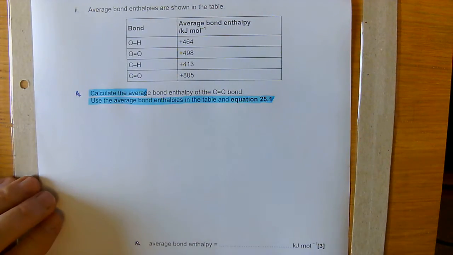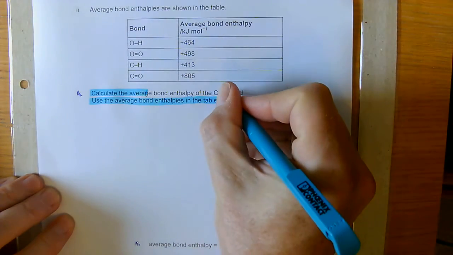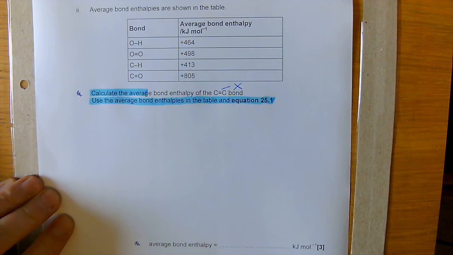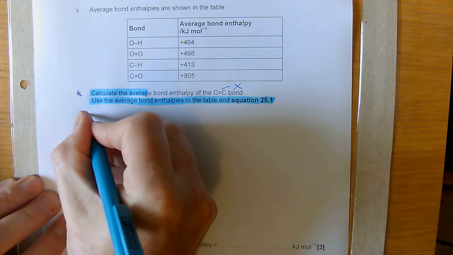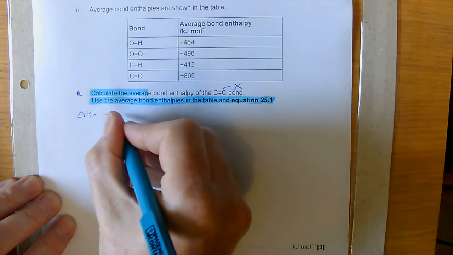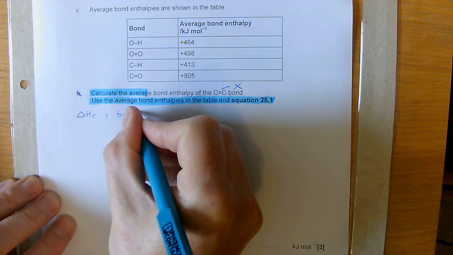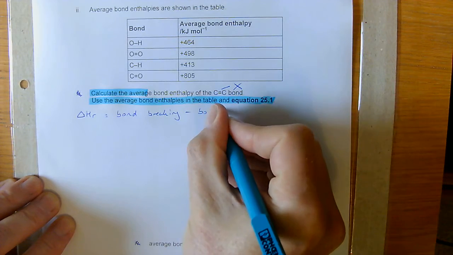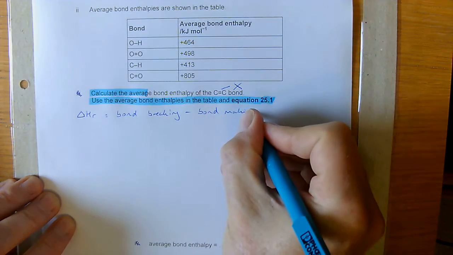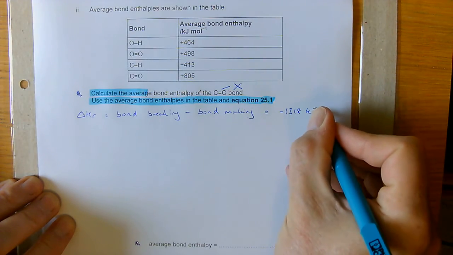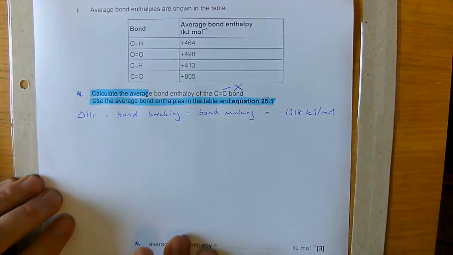Well, first of all, in order to make my working a little bit easier to follow, I'm going to call what I'm trying to work out X. So the average bond enthalpy of the carbon-carbon double bond is X. With all these sorts of bond enthalpy calculations, we're going to be using the equation that says the enthalpy of a reaction is the enthalpy required to break the bonds, bond breaking, minus the enthalpy that's released when the bonds are made, and in this case that is equal to minus 1318 kilojoules per mole.